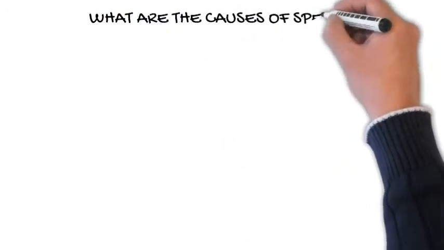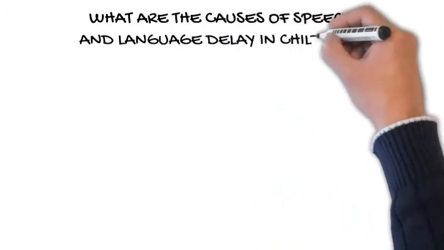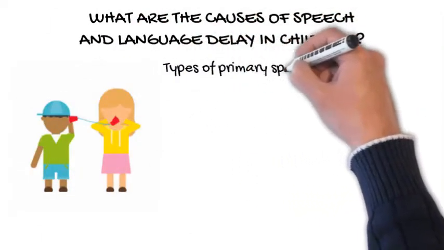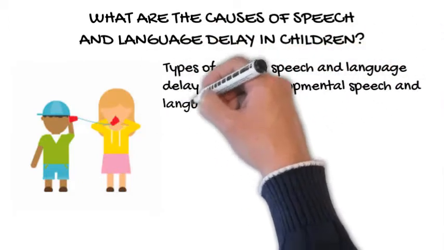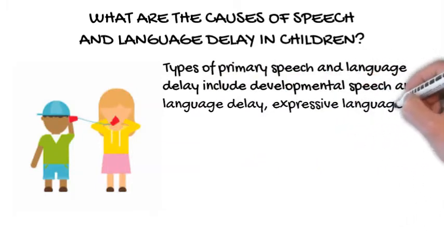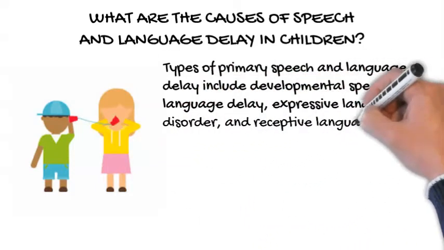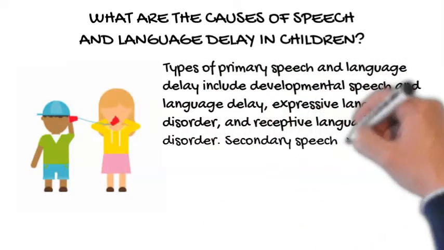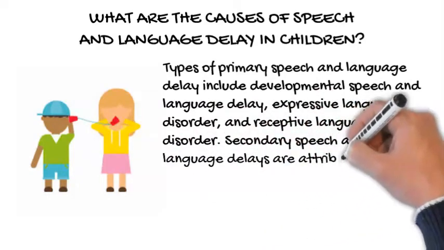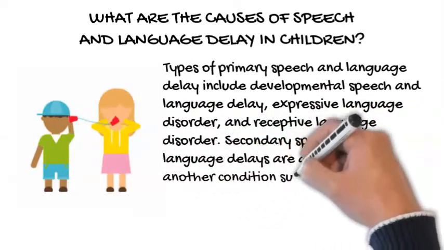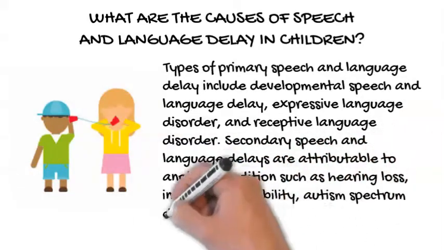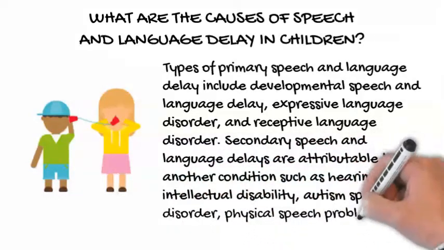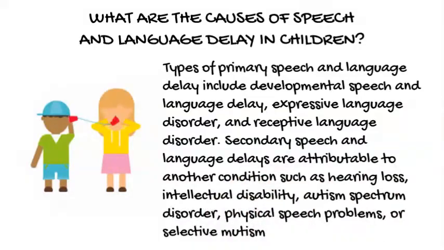What are the causes of speech and language delay in children? Types of primary speech and language delay include developmental speech and language delay, expressive language disorder, and receptive language disorder. Secondary speech and language delays are attributable to another condition such as hearing loss, intellectual disability, autism spectrum disorder, physical speech problems, or selective mutism.